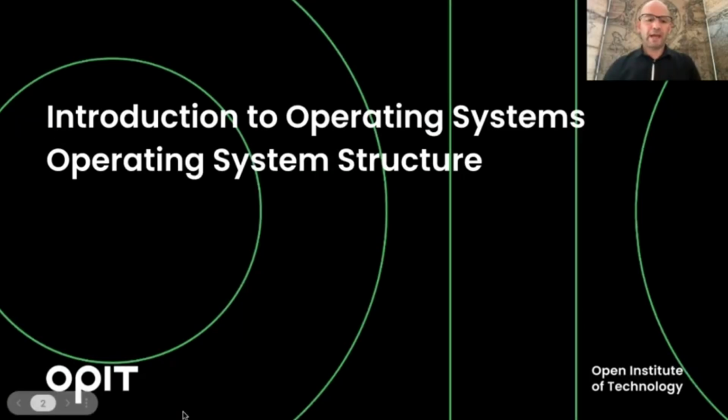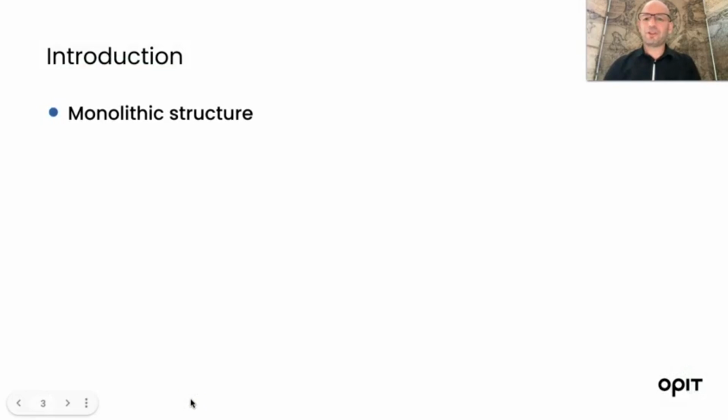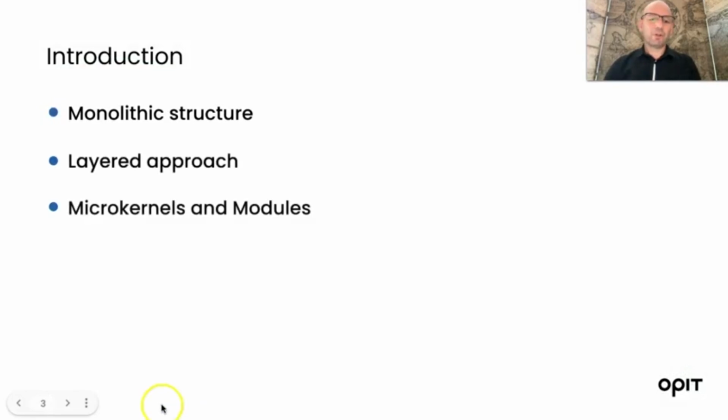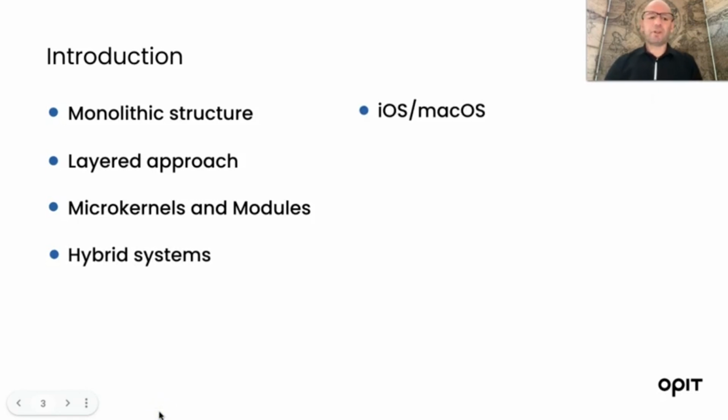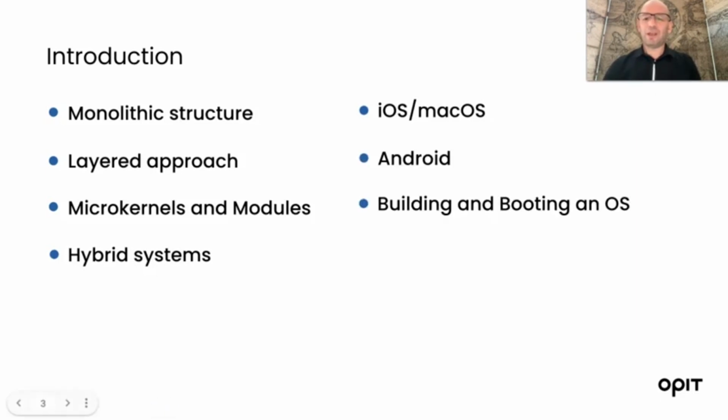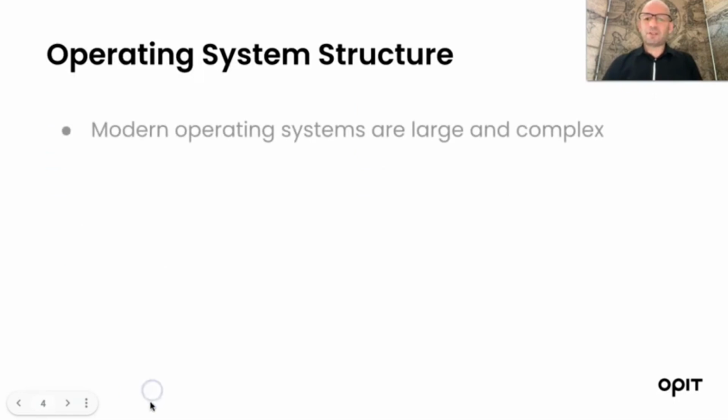In this session, we're going to take a look at operating system structure. First off, we're going to look at the concept of a monolithic structure, a layered approach. We're going to look at the concepts of microkernels and modules. We'll look at hybrid systems. Then we'll look in a little bit more detail at a couple of different operating systems. We'll look at iOS and macOS and the Android operating system, and finish off with how we can build and boot an operating system if that's what we intend to do. First off, though, operating system structure.